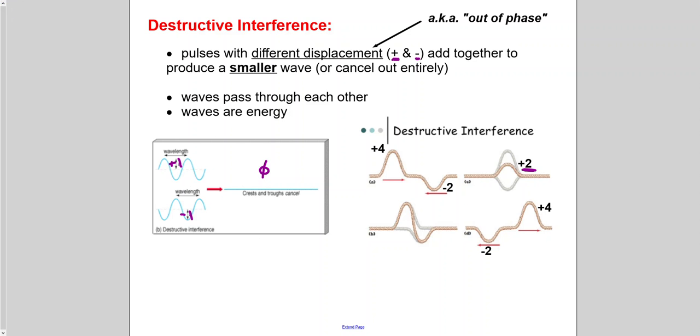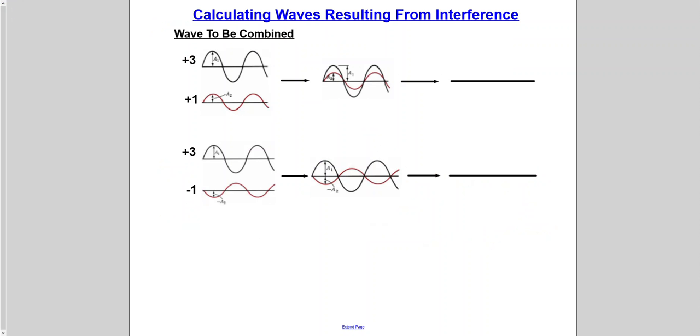Let's put it all together, and when we do, well, I guess I'm getting ahead of myself. Here's an example, so we could do this together. You might want to pause this for a second, see if you can do these. So what do we have? I have +3 and +1. So when I do that, those waves overlap, and I would end up with a wave that is bigger. So this would have a +4. Here I have +3 and -1. So then I would end up with a wave that is smaller, and this would be +2.